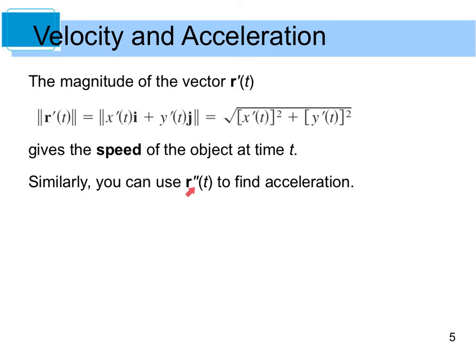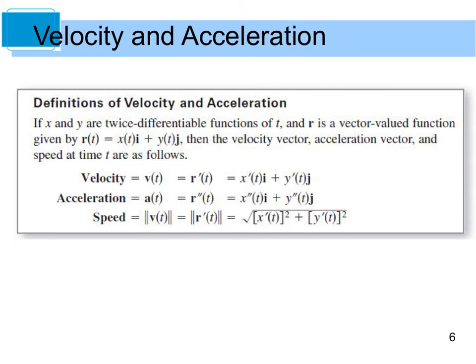Similarly, to find the acceleration, I can use my r double prime to do the same thing. So I want the magnitude of the acceleration vector. All right, box definition here. So if x and y are twice differentiable, and r is a vector-valued function such that r is formed by x(t) i, y(t) j, then I can find the velocity vector, acceleration vector, and speed as follows. And you can imagine these are always going to be together.